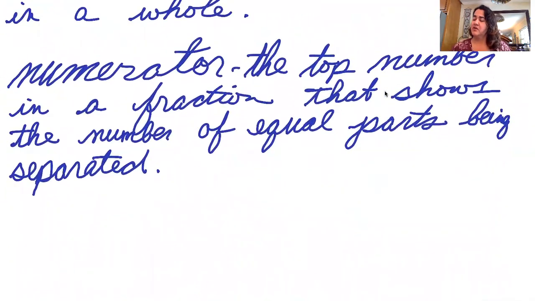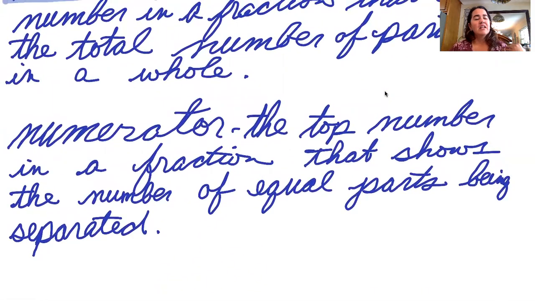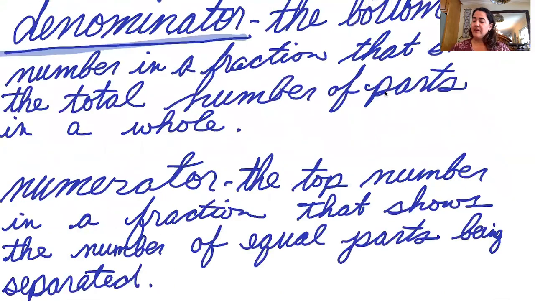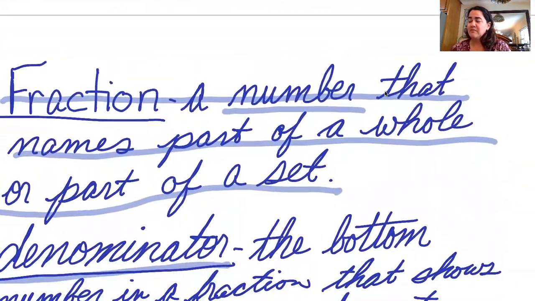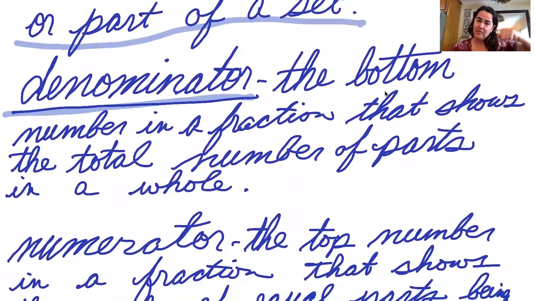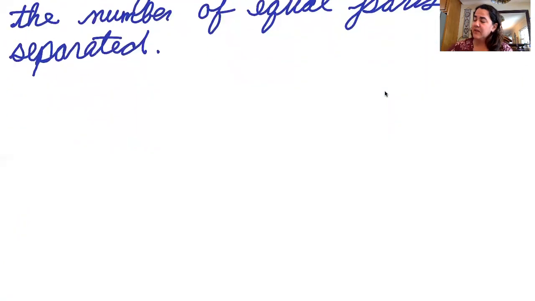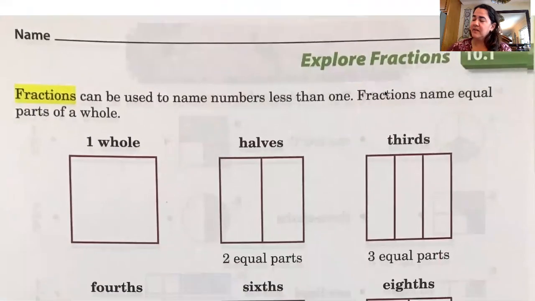Okay? So a numerator is the top number in the fraction, and it shows the number of equal parts being separated. So far, friends, we've learned that a fraction is a number that names part of a whole or part of a set. A denominator is the bottom number in a fraction, and it shows the total number of parts in a whole. And the numerator is the top number in the fraction that shows the number of equal parts being separated.